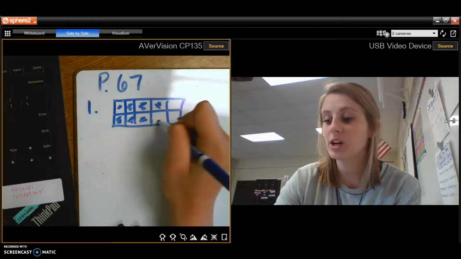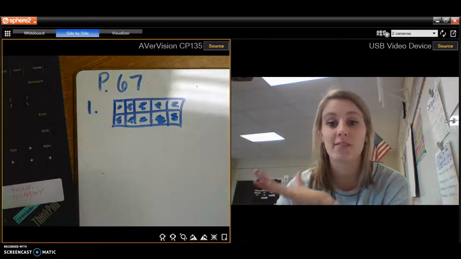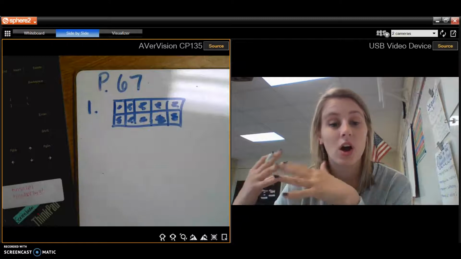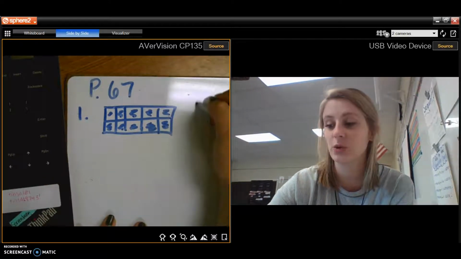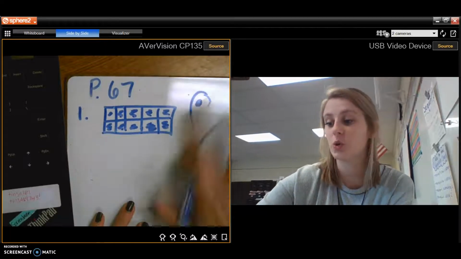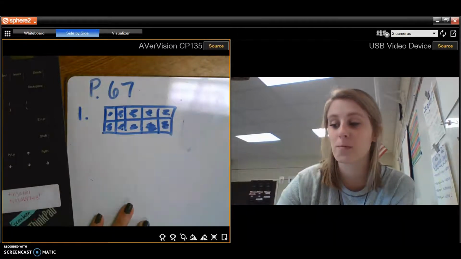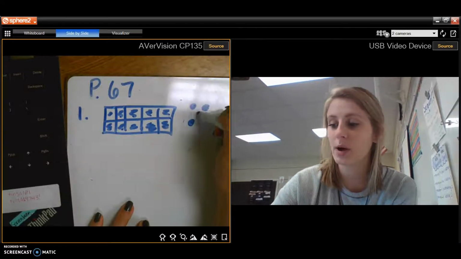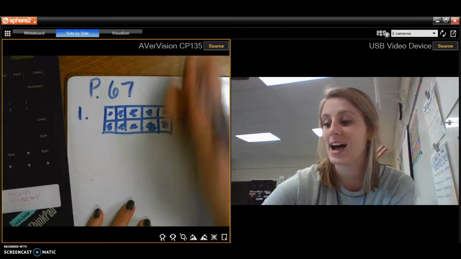Remember, when we're talking about even and odd numbers, even numbers always have a partner. No one is left out. Odd numbers always have one that's left out. If I'm looking at the number 2, everybody has a partner because 2 comes in a partner pair. If I have 3, I have one partner pair and one left over. So we know 3 is an odd number.